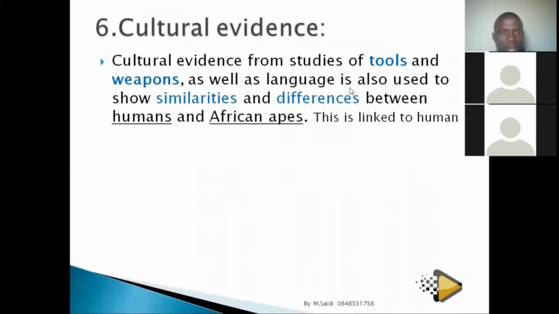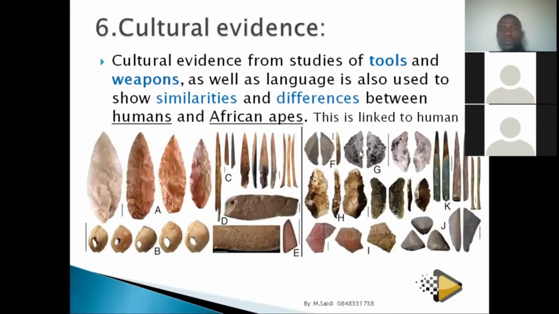Another evidence is cultural evidence. This is basically linked to humans. It shows how humans used to use tools. When we talk about human evolution, we have different stages. We have Homo habilis and then Homo erectus. Homo habilis in English means handyman, the people who liked using tools, using fire. So this is the period.